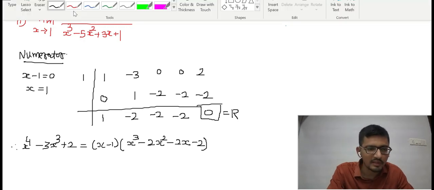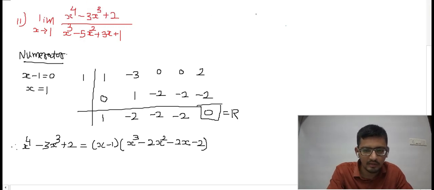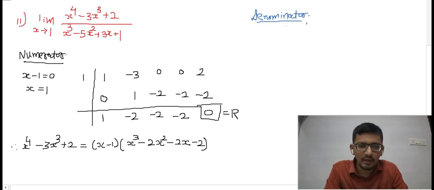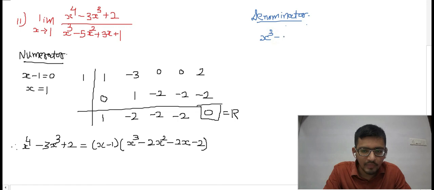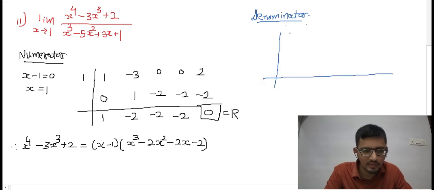Okay, so same synthetic method I am going to apply for the denominator also. So now the denominator is what is given here, as you can see. We have here x raised to 3 minus 5x square plus 3x plus 1. So that arrangement first I will do here. So as per the synthetic method, you will write here 1, minus 5, 3, 1, x minus 1 equal to 0. So here what you will write, 1.